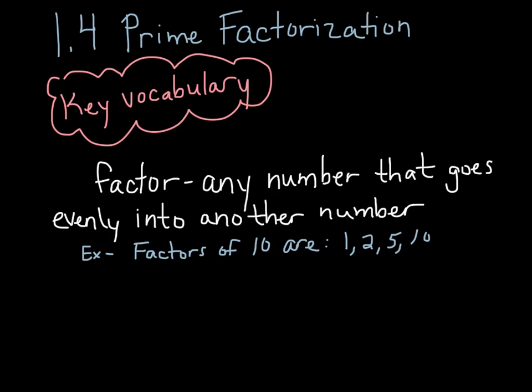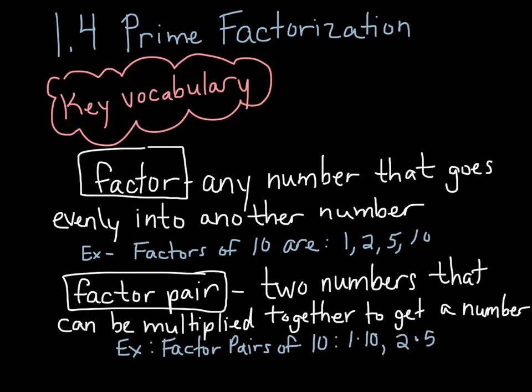Chapter 1, Section 4 is called Prime Factorization, and there are two key vocabulary phrases you're going to want to know before we get going too far into this. The first one is factor, and a factor is any number that goes evenly into another number. For example, if we take the number 10, we try to figure out what numbers go evenly into 10, and those would be 1, 2, 5, and 10, so we say those are the factors of 10.